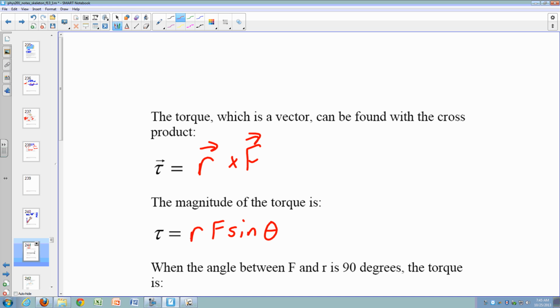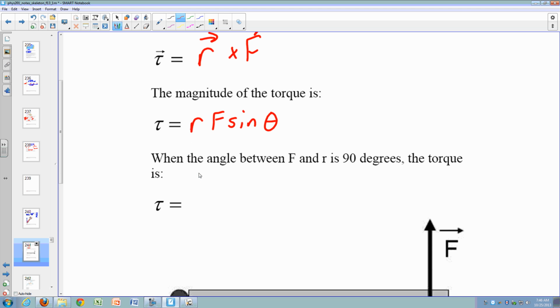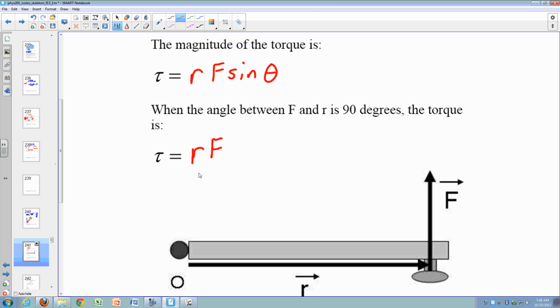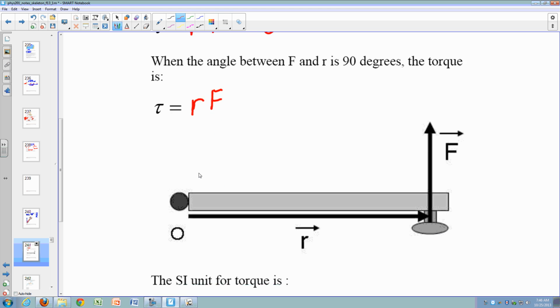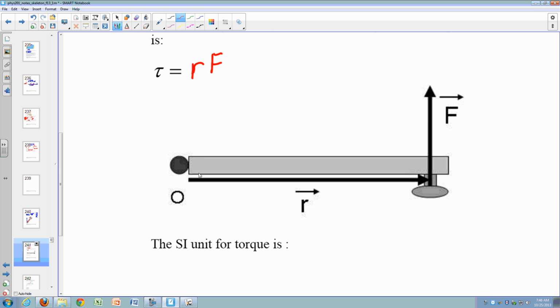Remember how the dot product came up when we were doing work, because we want to know force and displacement in the same direction? Well, now we want to know force and moment arm, which is R, in perpendicular directions. So this sine of theta effectively gets rid of all other components except for the perpendicular component of that force. Now, if the angle between F and R is 90 degrees, then the torque is just R times F, because the sine of 90 is equal to 1. And that's this example right here. So I have my R vector, and then I have my F vector, and the sine of 90 degrees.